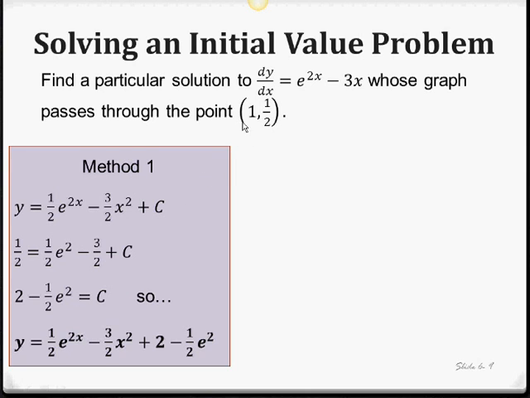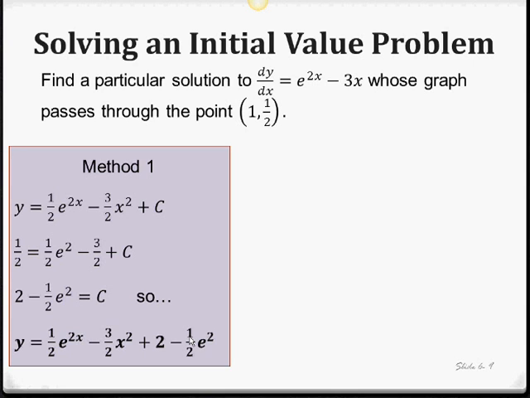I know that it goes through the point (1, 1/2). So when I put 1/2 in for all my y's and 1 in for all my x's, I get 1/2 is equal to 1/2 e squared minus 3/2 plus c. If I solve that for c and I add my 3/2 over, I'll get 2. If I subtract my 1/2 e squared over, I will just leave it as such, and that is all equal to c. So my final answer is not going to have any c's in it. It's just going to be y is equal to 1/2 e to the 2x minus 3/2 x squared plus my c, which I found over here.